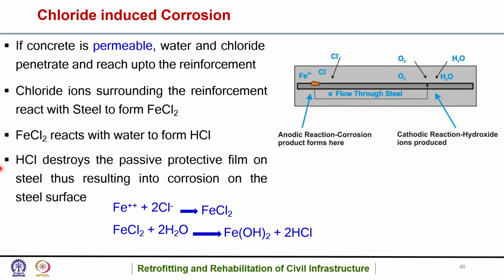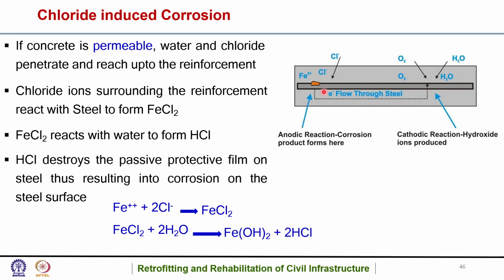So this reaction happens in the anode. It is the anodic reaction. Here the corrosion product also forms, as I told you, and this FeCl2 then reacts with water and forms HCl. So that happens in this region.